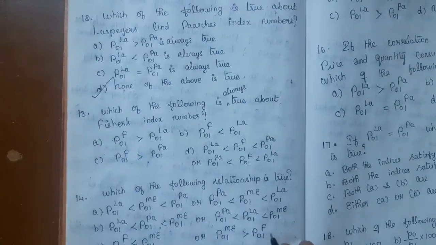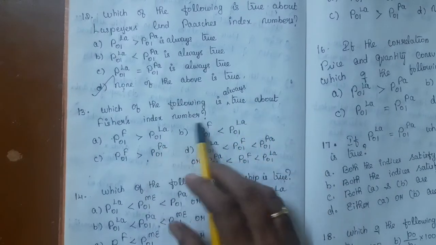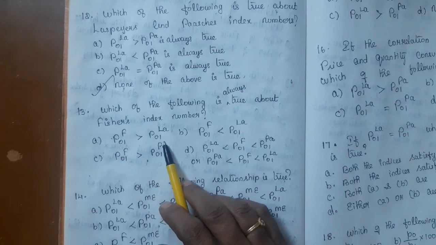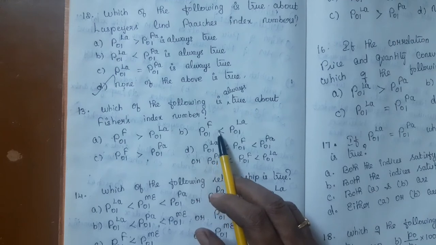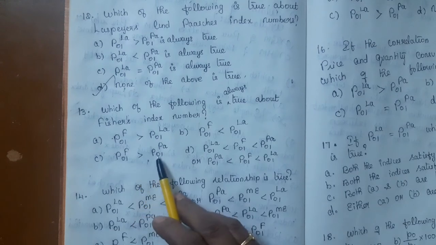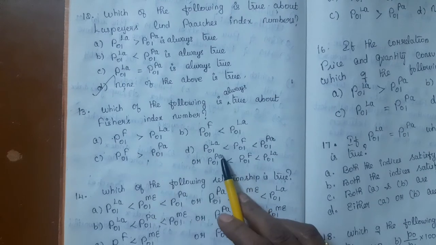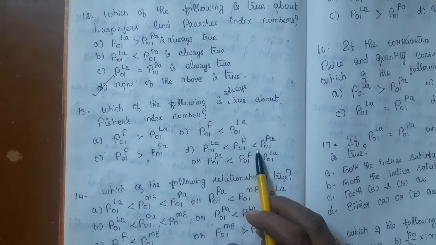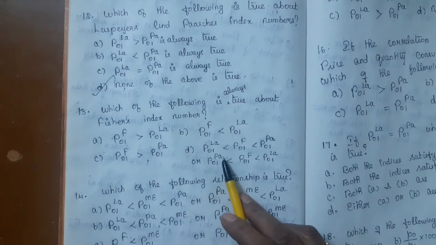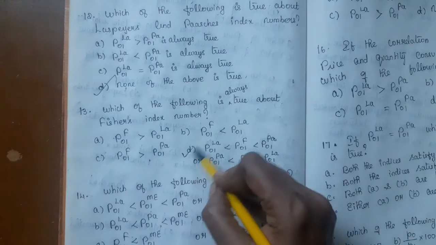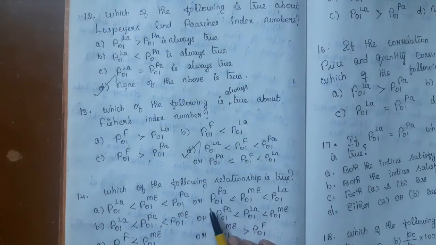Okay. Now, which of the following is always true about Fisher's index number? Fisher's index number is always greater than last year's index number? No, it is not always true. This is also not always true. And you cannot always say that Fisher's index number will be greater than past's index number. In some cases, it will be less also. But coming to statement D, P01 LA is less than P01 F is less than P01 PA, or P01 PA less than P01 F less than P01 LA. Either of these two will be true. So, statement D is always true.